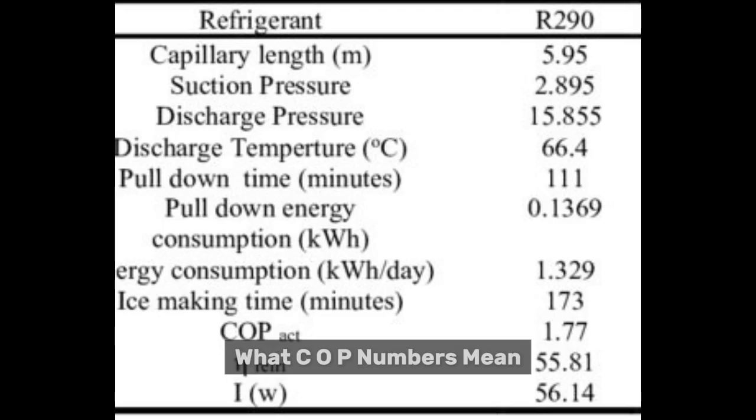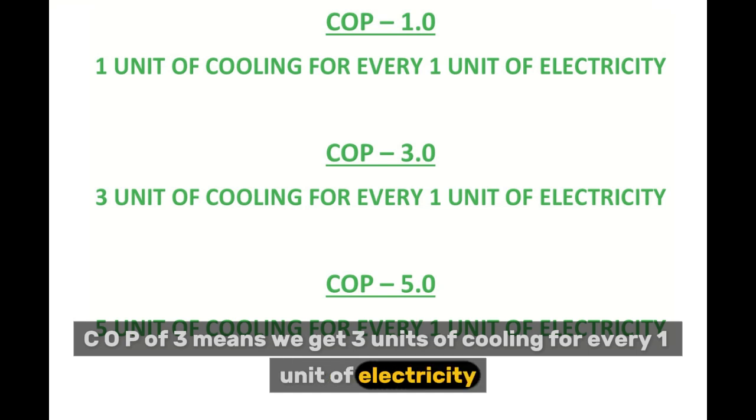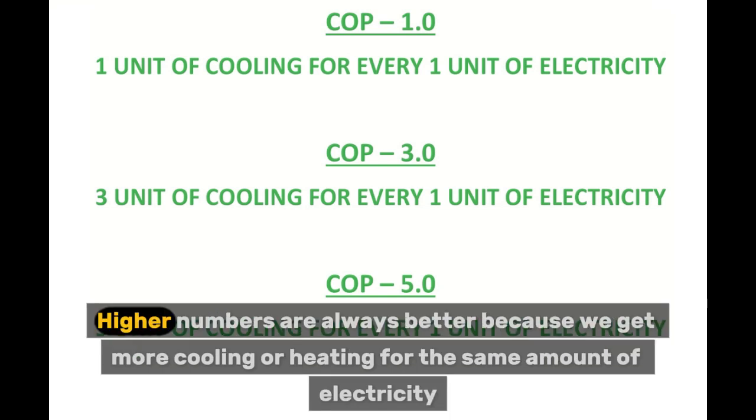What COP numbers mean. When we see a COP number, here's what it means. A COP of 1 means we get 1 unit of cooling for every 1 unit of electricity. A COP of 3 means we get 3 units of cooling for every 1 unit of electricity. A COP of 5 means we get 5 units of cooling for every 1 unit of electricity. Higher numbers are always better because we get more cooling or heating for the same amount of electricity.